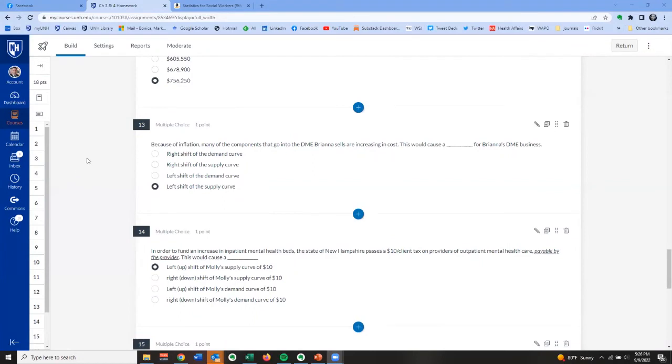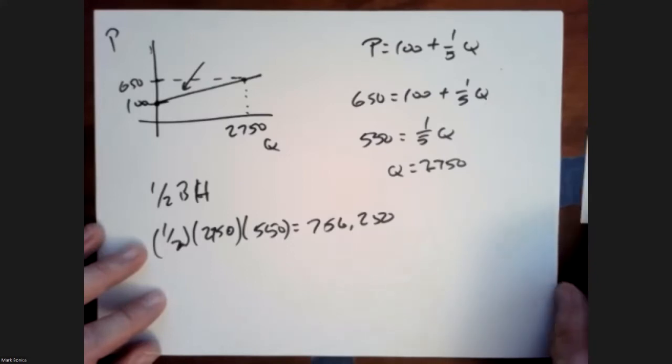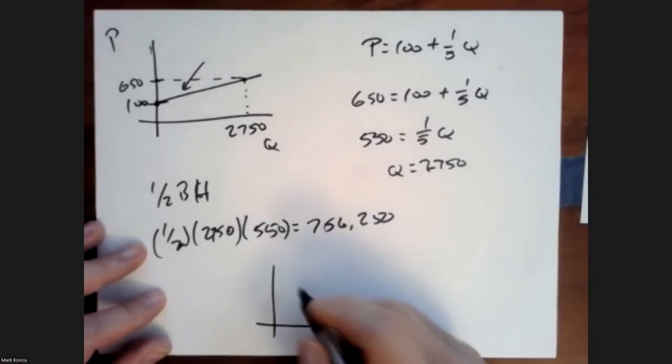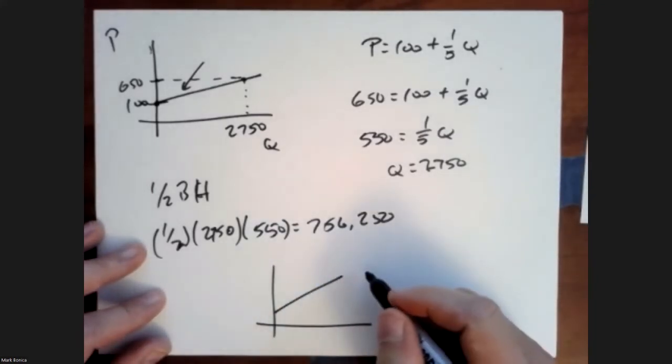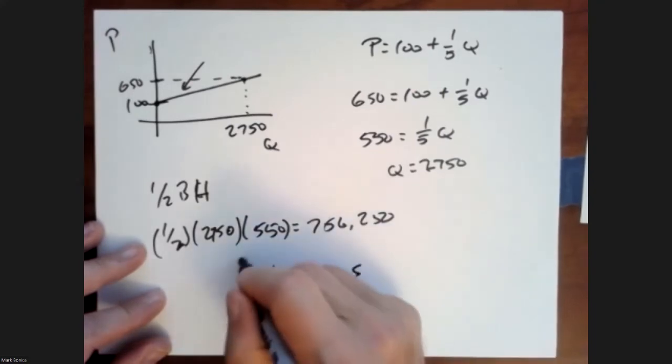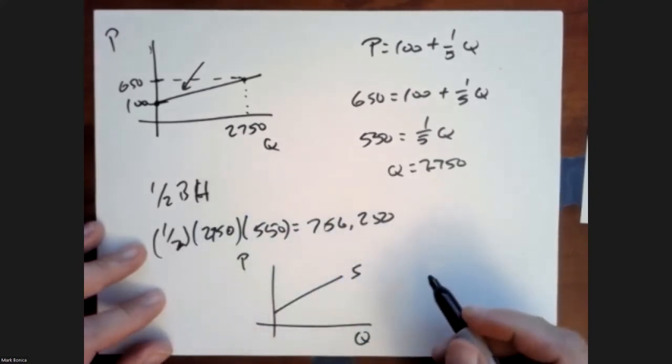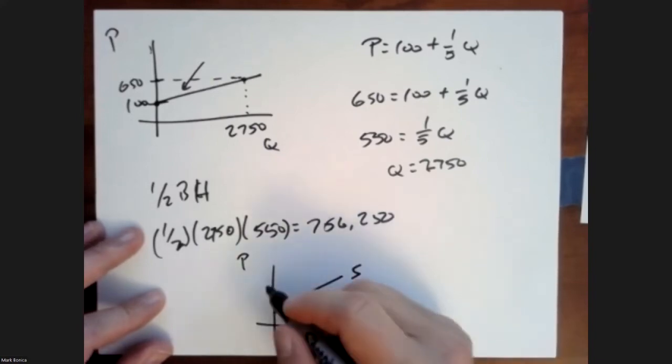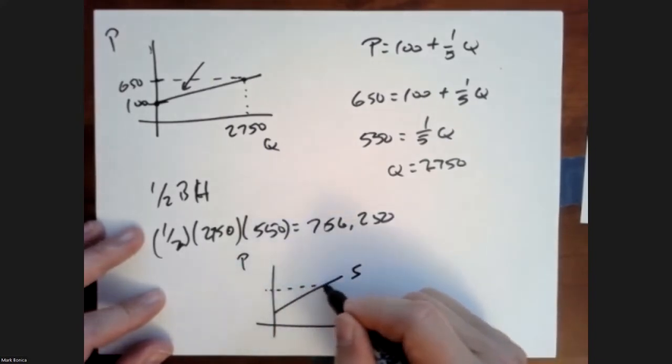Okay, so problem 13. Because of inflation, many of the components that go into the DME that Brianna sells are increasing in cost. This would cause a what for Brianna's DME business? All right, well, we're talking about the components or inputs into her supply, into her decisions about supplying, right? So price and quantity.